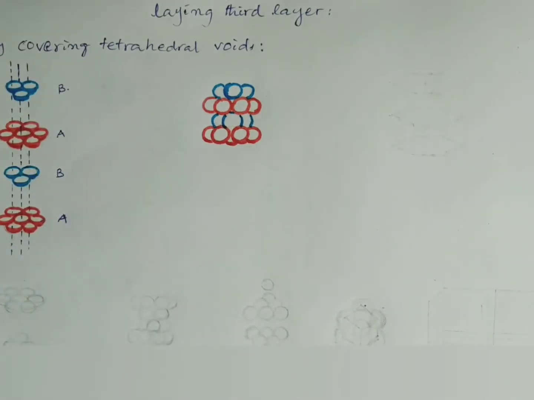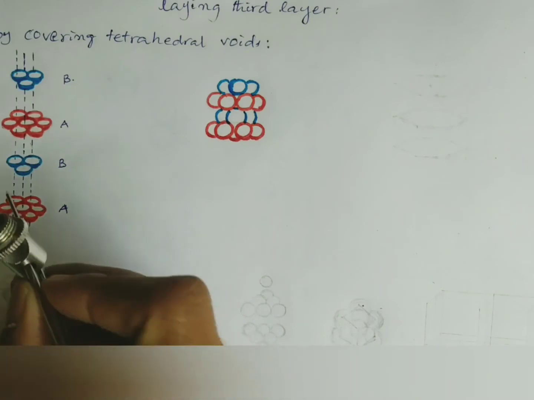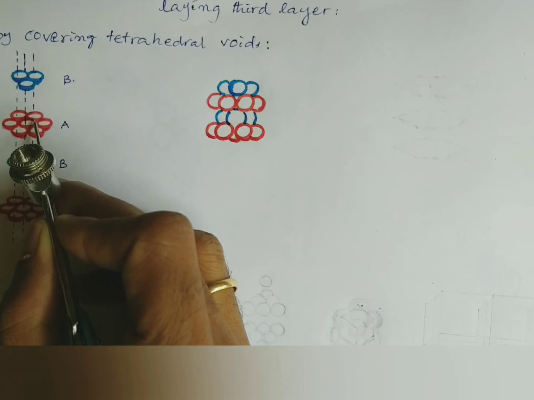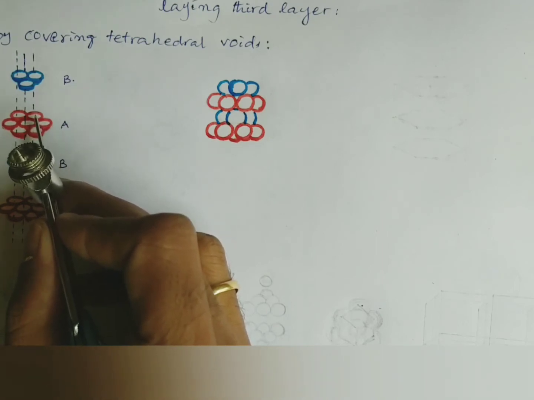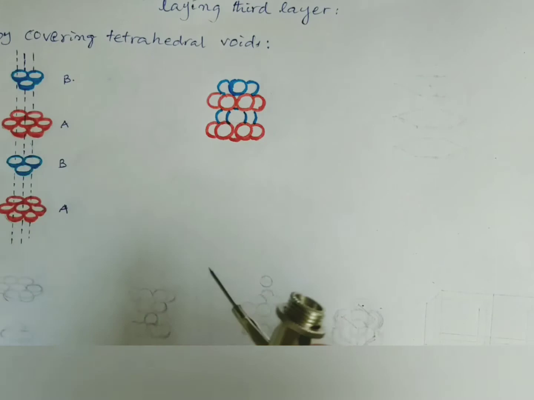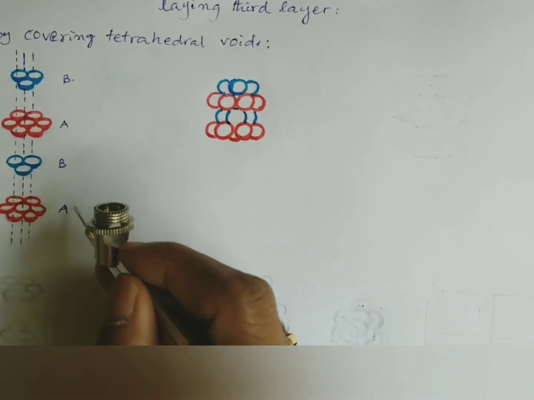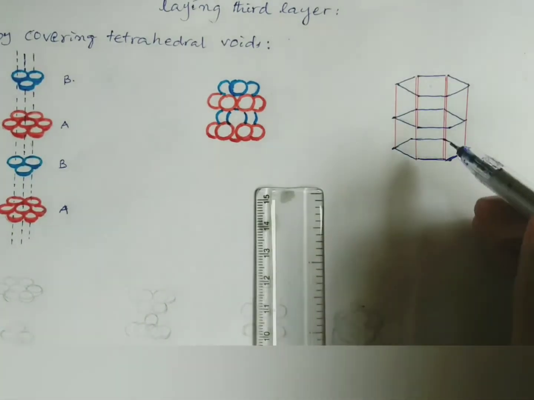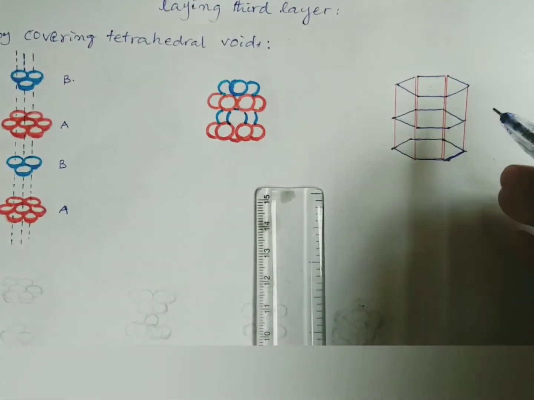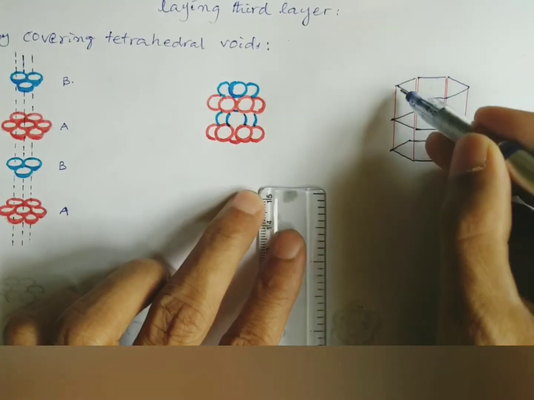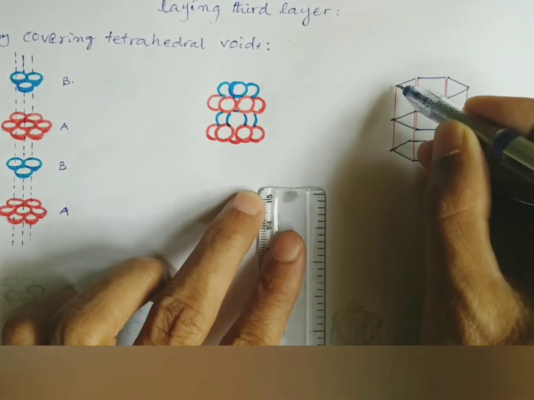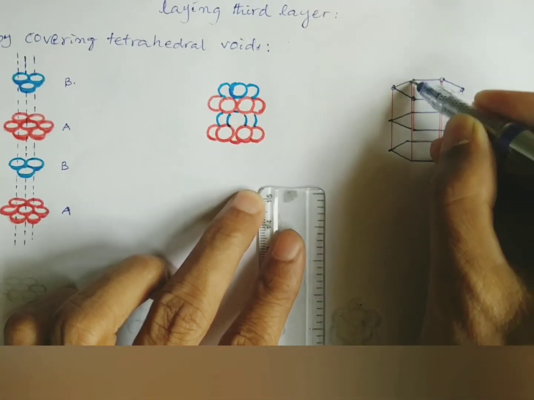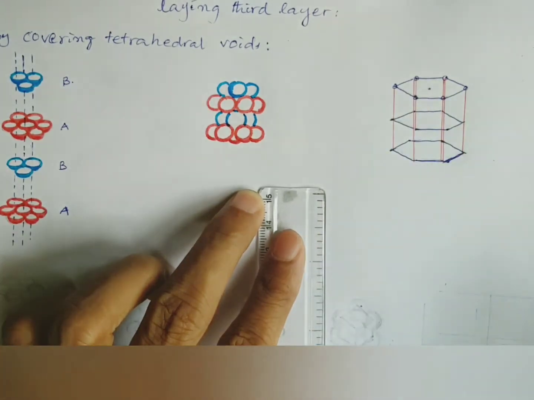Now if you draw imaginary lines joining these nuclei, you will get the shape of a hexagon, and the geometry of the unit cell is obtained. So you will get a hexagonal close packing type of unit cell like this. So this is a hexagonal unit cell in which 6 atoms are there around a central atom. These are the 6 atoms, and this is the central atom.